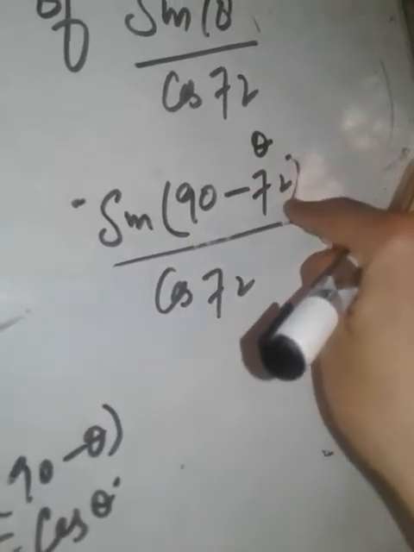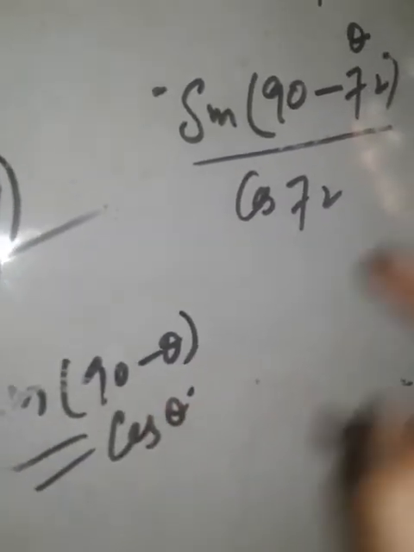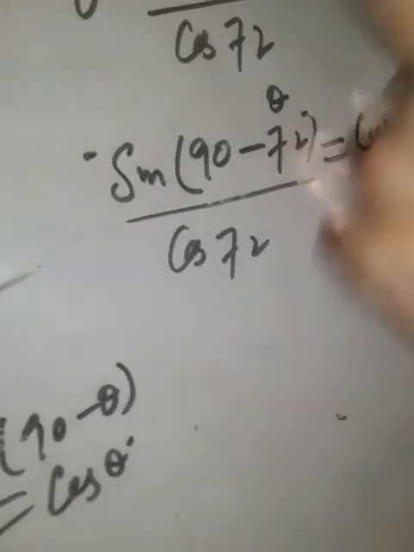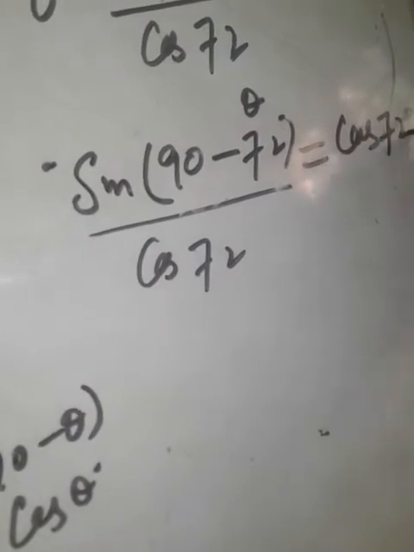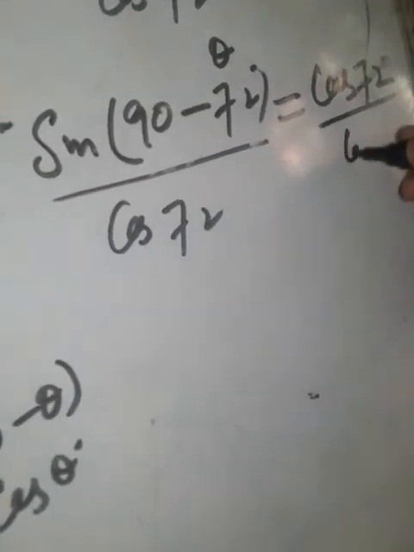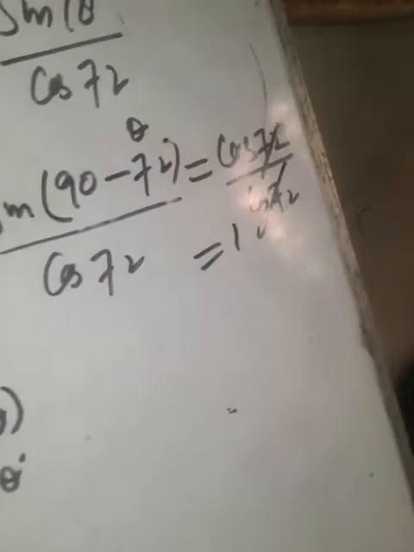Sine 90 minus theta equals cos theta. What is the value of theta here? This is 72. So cos 72, and in the denominator you have cos 72. So cos 72 cancels, and this equals 1.